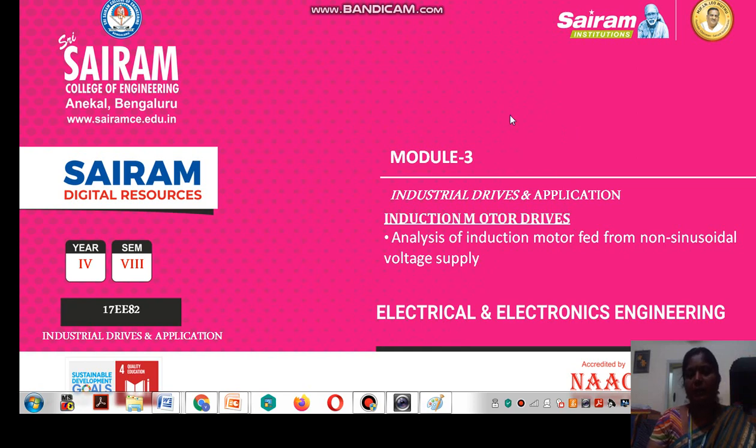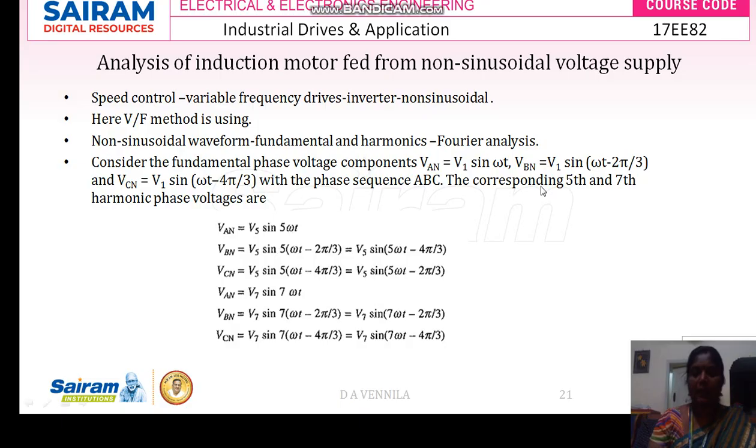Dear students, today I am going to discuss Module 3, Induction Motor Drives, Analysis of Induction Motor Fed from Non-Sinusoidal Voltage Supply. So in this topic, we are going to discuss an induction motor fed from a non-sinusoidal supply. Non-sinusoidal supply voltage is nothing but square waveforms.